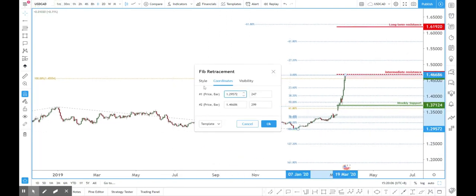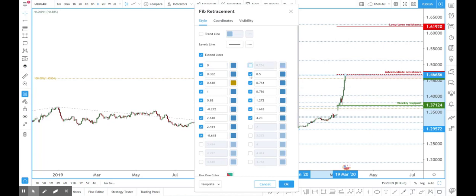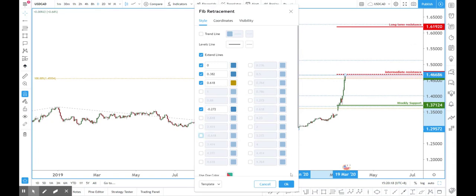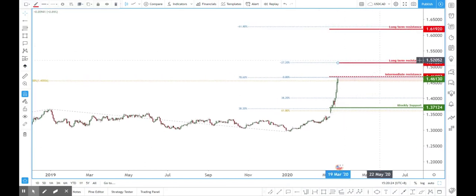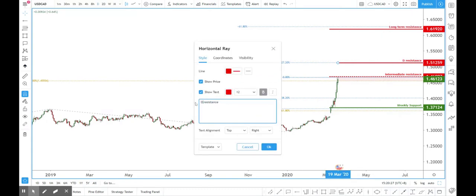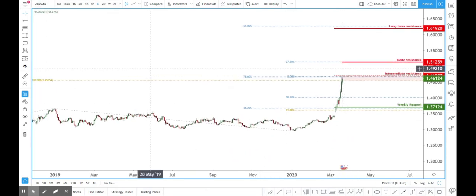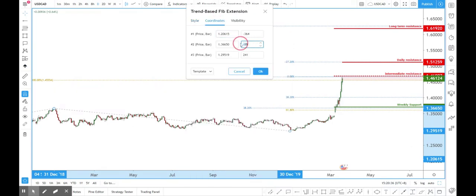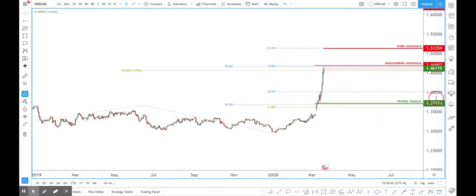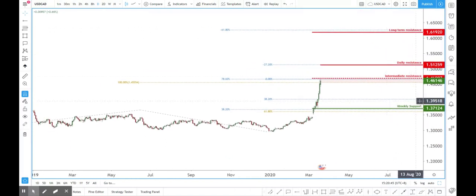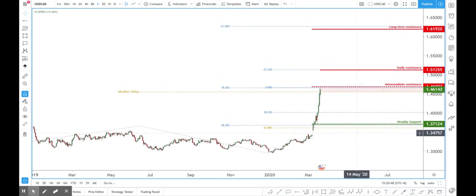Right, so what I want to do is I'll highlight the 61.8, 38.2, and I will also highlight the negative 27.2 as the next level. So our daily resistance can be here. Okay, because our long-term resistance is still a key level for me, I'm just going to leave it there.